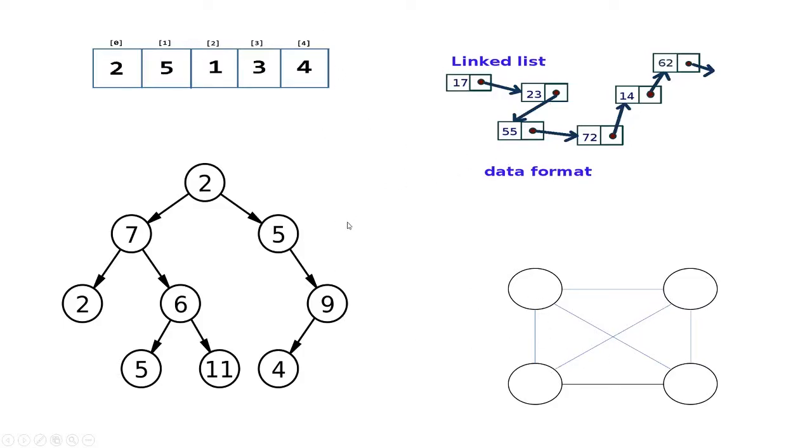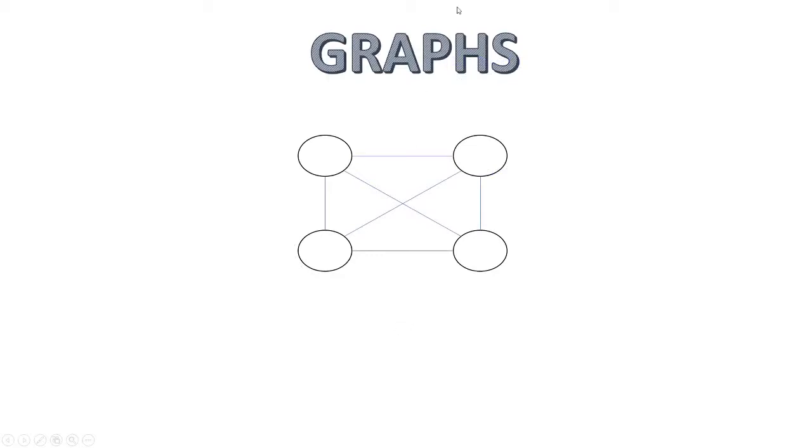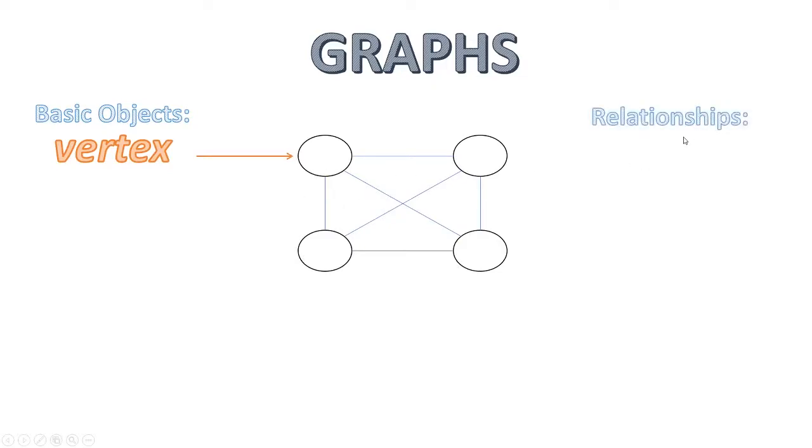The most important thing about graphs is that each data has the potential to be connected to every other data in the graph. Moving on, there are two main components in graphs. One of them is the basic objects, which are called vertex. It points to each of these circles or data. The other one is the relationship itself between objects, vertices, which is called edges. So remember these two terms. The data or objects is vertex. The relationship is edges. Okay?